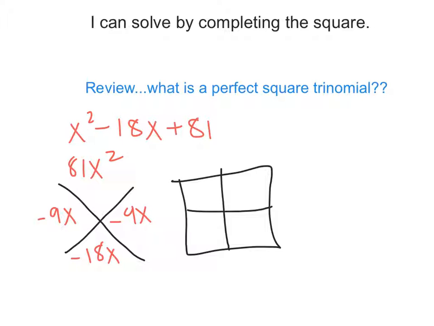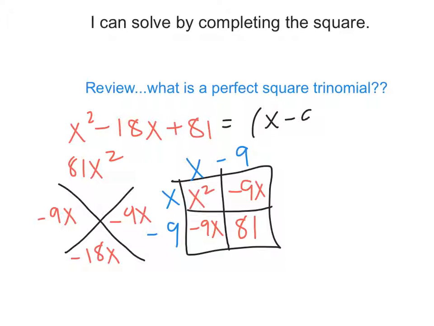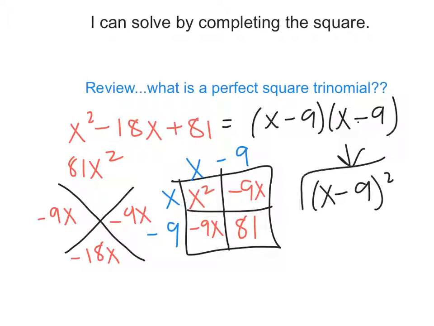From there I'll fill in my box, so I'll have x squared, 81, and then I'm going to have a negative 9x in each box that's left. Then I'll just work that out the rest of the way. To get my x squared I need an x and an x, and then I have to multiply by a negative 9 and a negative 9. So if I rewrote this equation in factored form, I'd get x minus 9 times x minus 9. And we would just simplify that down to x minus 9 squared. This is an example of a perfect square trinomial because I can write it as one binomial squared.